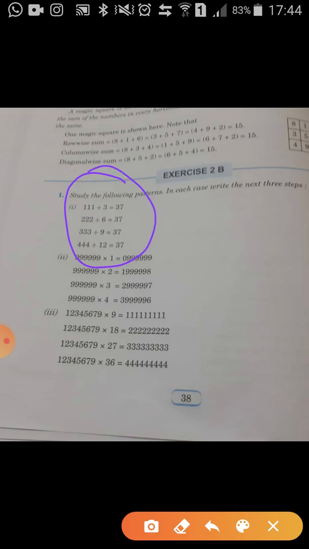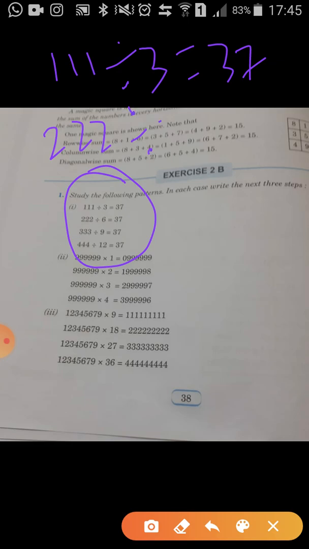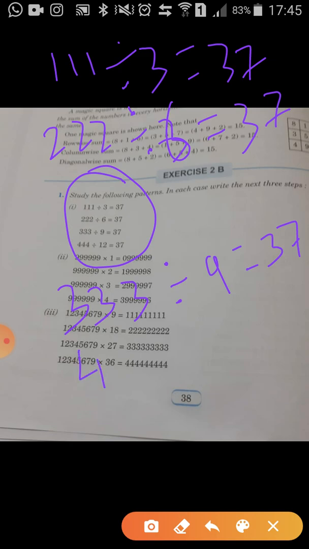They have given you the first 3 or 4 steps. If you look at it, 111 divided by 3 is equal to 37. Then 222 divided by 6 is again 37. Then I'm writing it over here, 333 divided by 9 is again 37, and 444 divided by 12 is again 37.